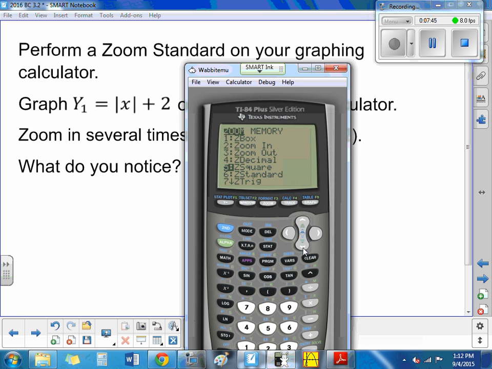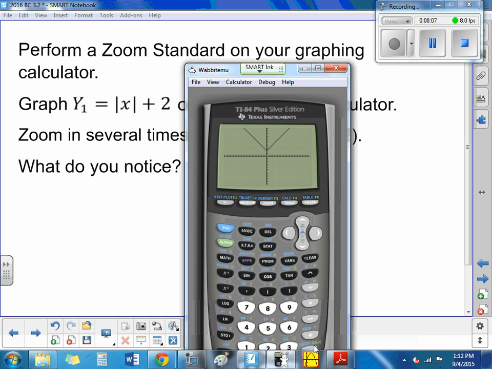So go down to zoom square now. So we did zoom standard and zoom square. And now you can see this is the truth right here. This thing is not distorted at all. Each x tick mark is the same size as each y tick mark. How many of you knew about zoom square? Okay. So that looks correct.